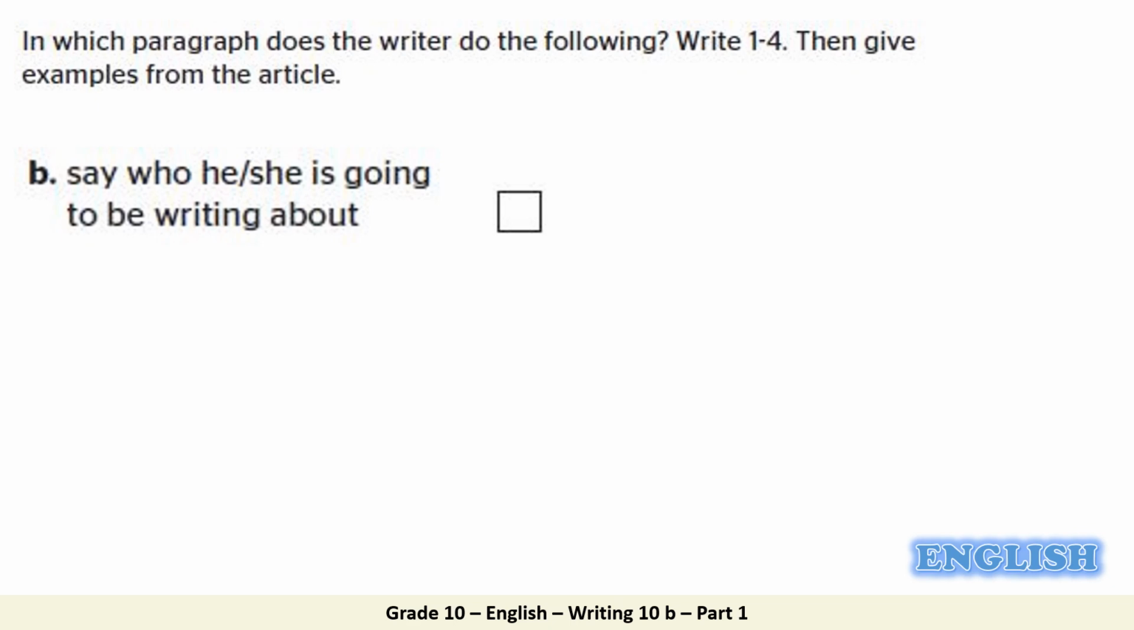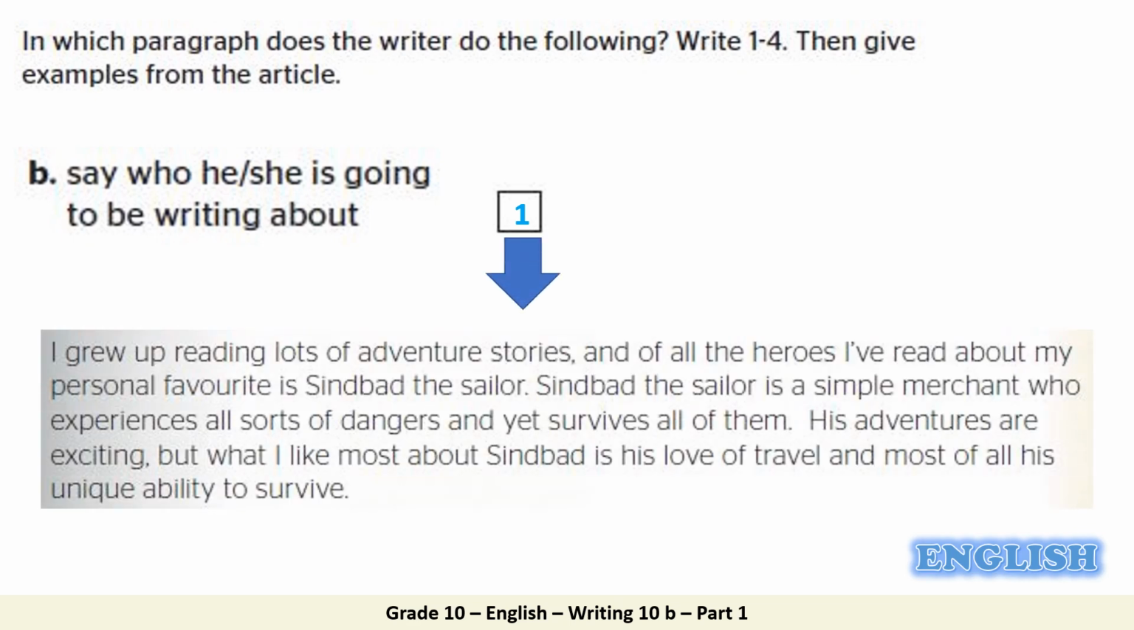Okay, statement B. In which paragraph does the writer say who he or she is going to be writing about? Very good. That was in the first paragraph. You have to state the person you are going to write about. As you can see here, he mentioned the name of the character from the beginning. My personal favorite is Sindbad the Sailor.